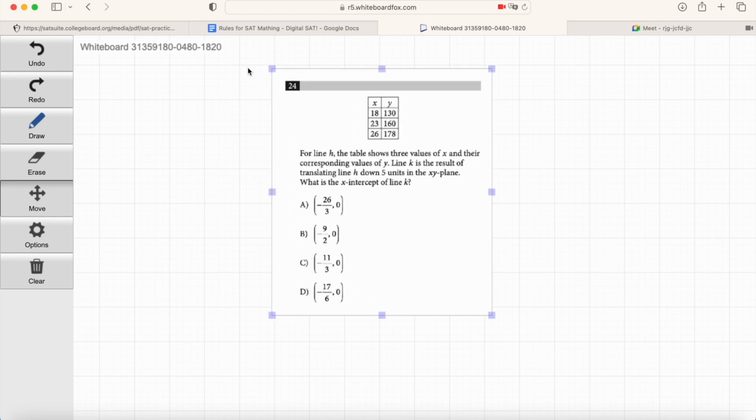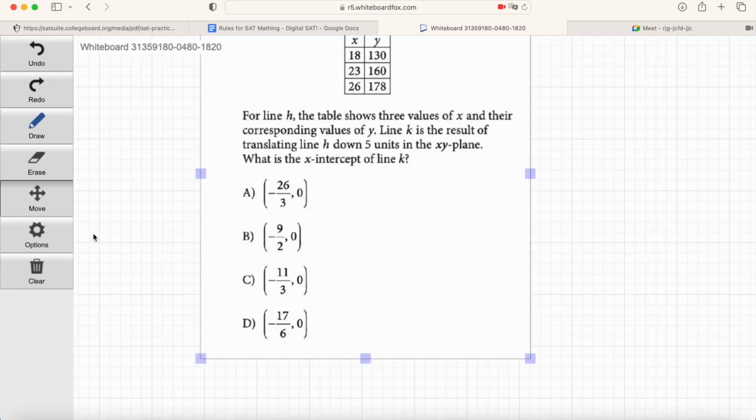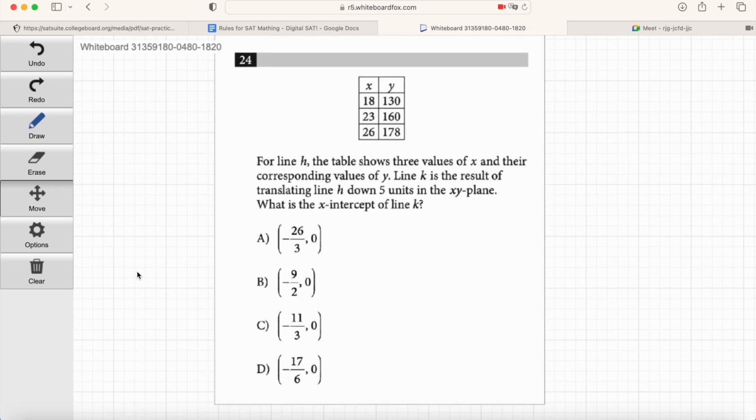Ooh, this is a tricky question here. All right, go and read question 24 for us, please. Okay. For line H, the table shows 3 values of X and their corresponding values of Y. Line K is the result of translating line H down 5 units in the XY plane. What is the x-intercept of line K? What are we solving for, Tanner? The x-intercept of line K. This is a tough question.